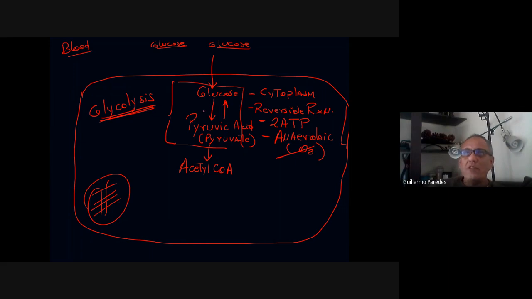So what you need to remember is this. What is glycolysis? Glycolysis is when the glucose turns into pyruvic acid. That is a reversible reaction. It is going to produce two ATPs, happening in the cytoplasm, and it does not need oxygen. So it's an anaerobic reaction. Is that clear?